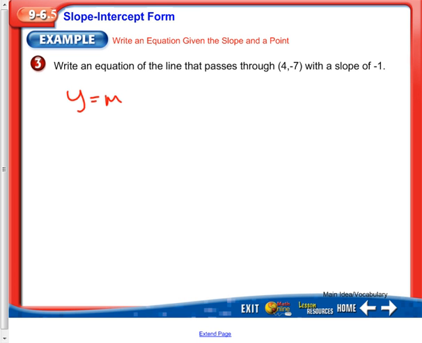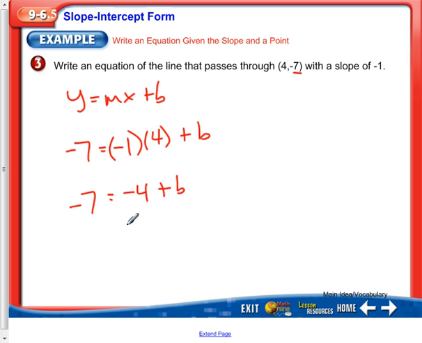Y equals mx plus b. Okay, y is -7, so I'm going to have -7 equals -1, I can put that in parentheses, times x, which is 4, plus b. There's only one variable, so that means there's only one solution we need to solve. -7 equals -4 plus b. We add 4 to both sides to get b is equal to -3.